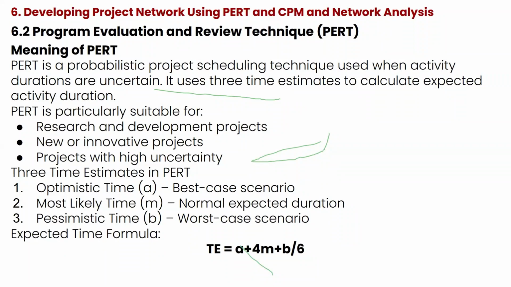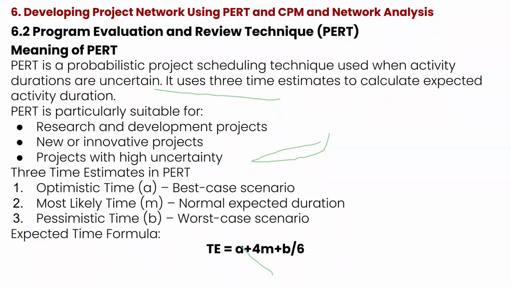For the optimistic time, well, it may happen and it may not happen. For the pessimistic time, well, it may happen and it may not happen. But the most likely has the greater chance of occurrence. And we are saying it has 4 times the probability of occurring. So that's why you have that 4. That means we are saying it is even 4 times more than the optimistic and the pessimistic.